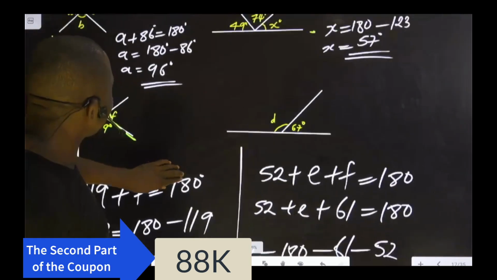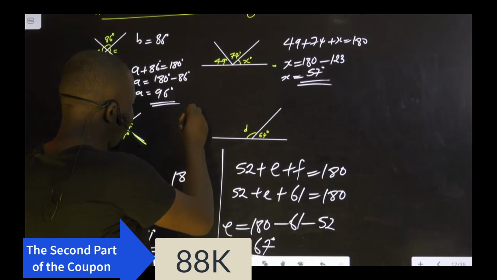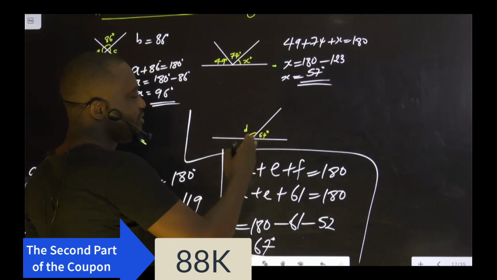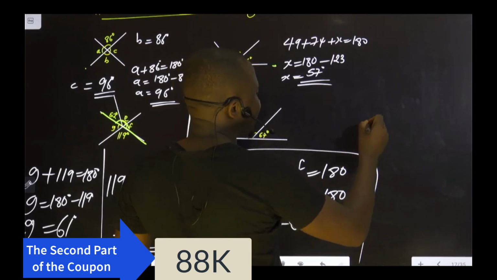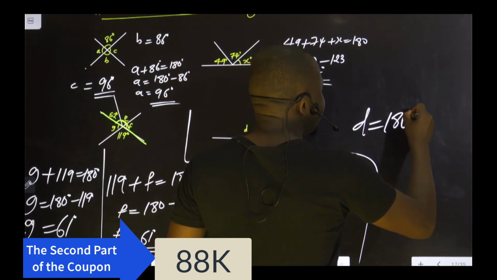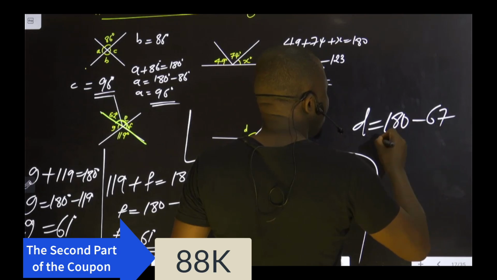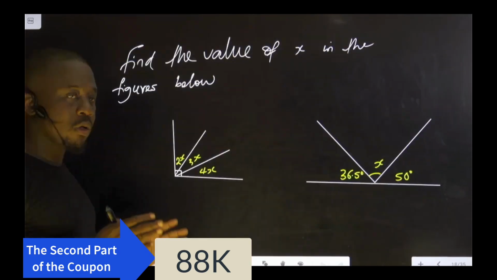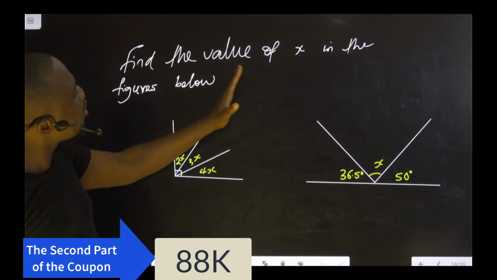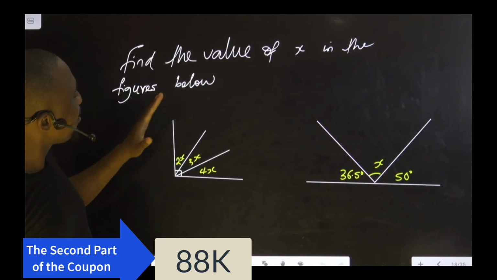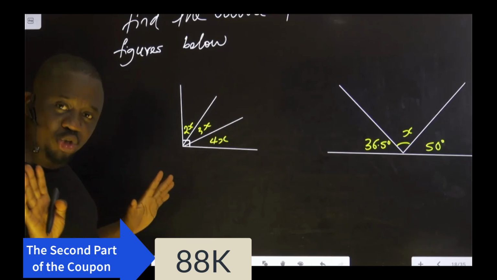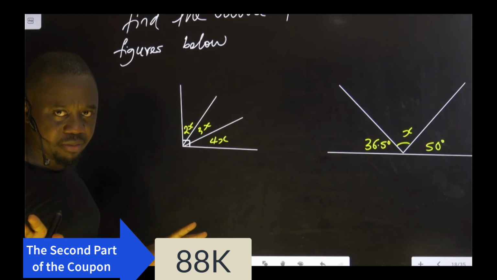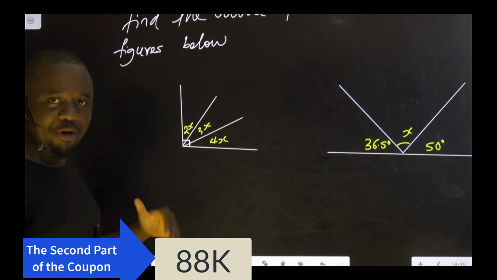So finally, let's go for this now. Straightforward. Angle on a straight line. That is D therefore is equal to 180 minus 67, which is equal to 113 degrees. Okay? Look at this. It says find the value of X in the figure below. This one. So what you should do for me is pause the video, work on this before you continue.